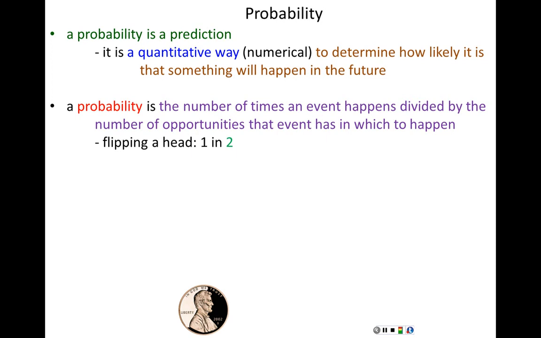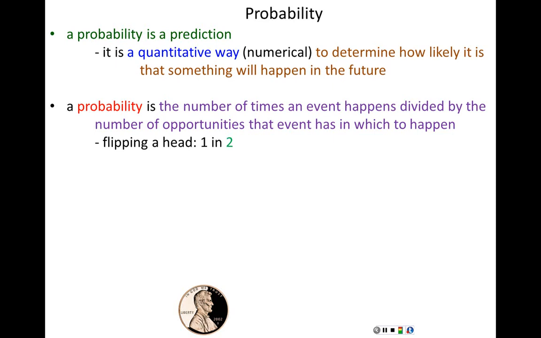What is the total number of opportunities for something to happen when you flip a coin? There's two options. There's two possible outcomes, a head or a tail. What's the probability of flipping a head? Well, now we're saying, what's the probability of doing one of those two things?